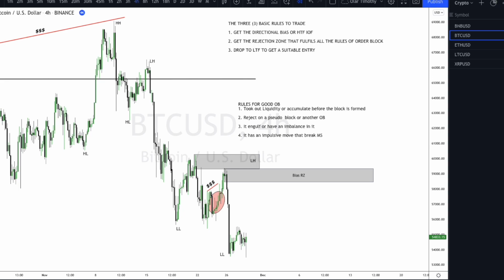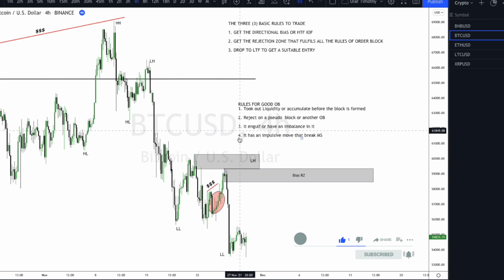Now, if you don't understand what another block is, you can search my YouTube channel and you're going to see how to trade another block, how to spot another block, and how to trade from it. All these particular concepts are very, very important if you really want to be successful in getting these rules I'm giving to you. So that's rule number one.